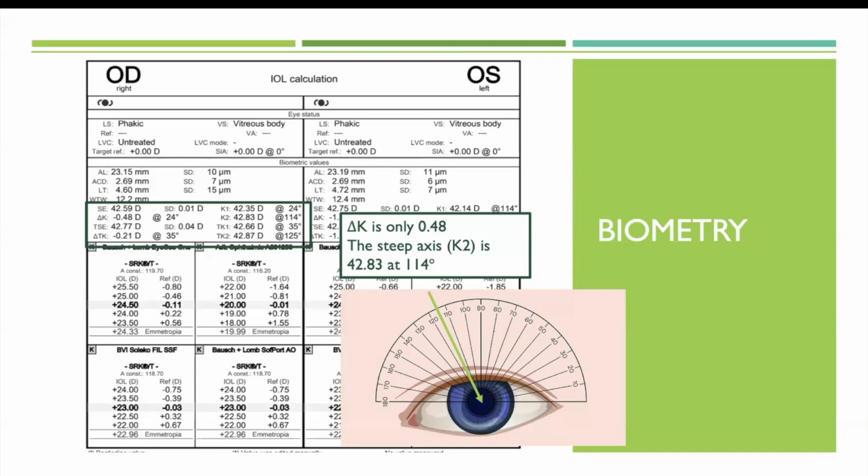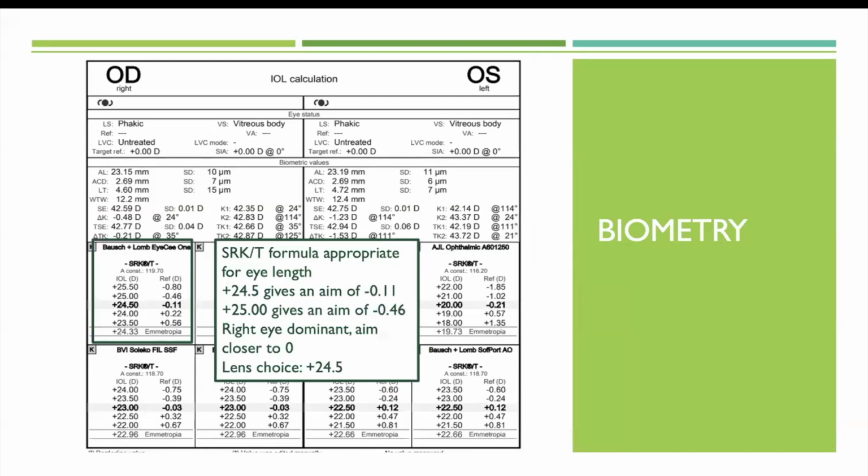So that was just a quick comment on that. Then we come to our lens choice. So we've got the SRK/T formula, which is the appropriate formula for the eye length at 23. A 24.5 lens gives us an aim of about minus 0.11. 25 gives us minus 0.46.